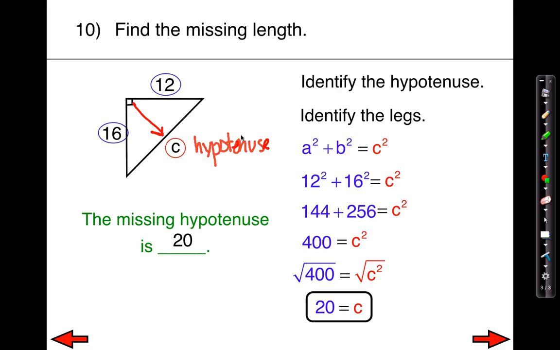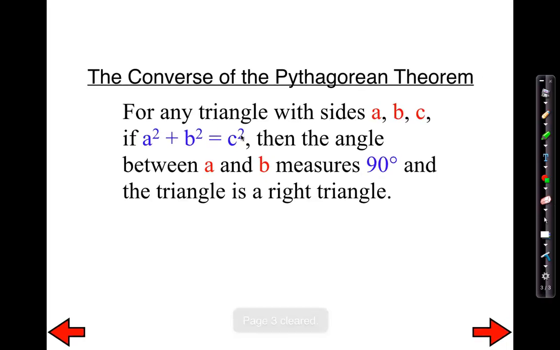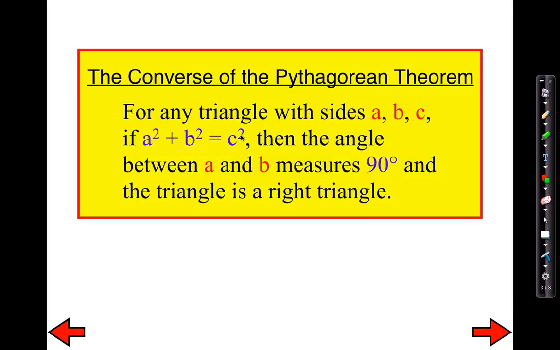Okay, so now that we've learned how to use the Pythagorean theorem, let me teach you something called the converse of the Pythagorean theorem. Basically, it states that for any triangle, if the sides a, b, c turn out to a point where a squared plus b squared equals c squared, then that means the angle between a and b is 90 degrees. Therefore, we have a right triangle.